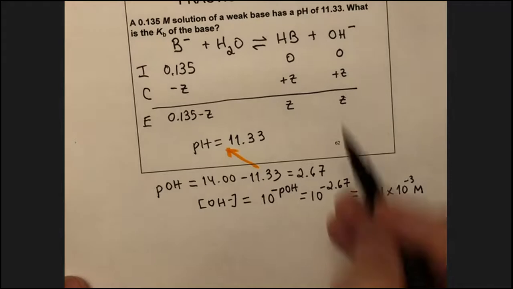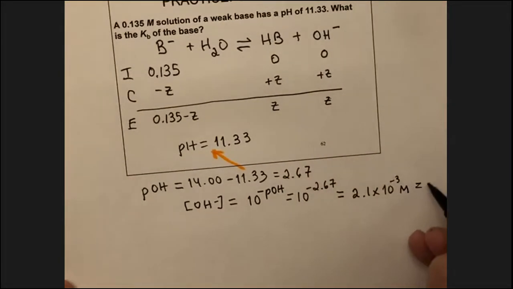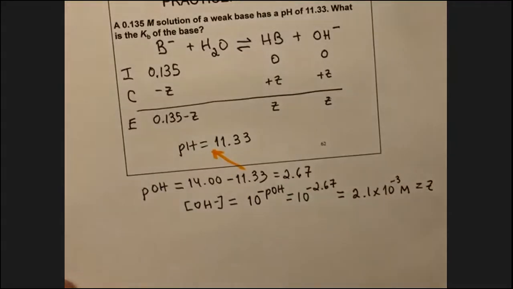Okay, but the question was, what is Kb? Remember, this number we just found here is actually the Z in this ICE table here, right?